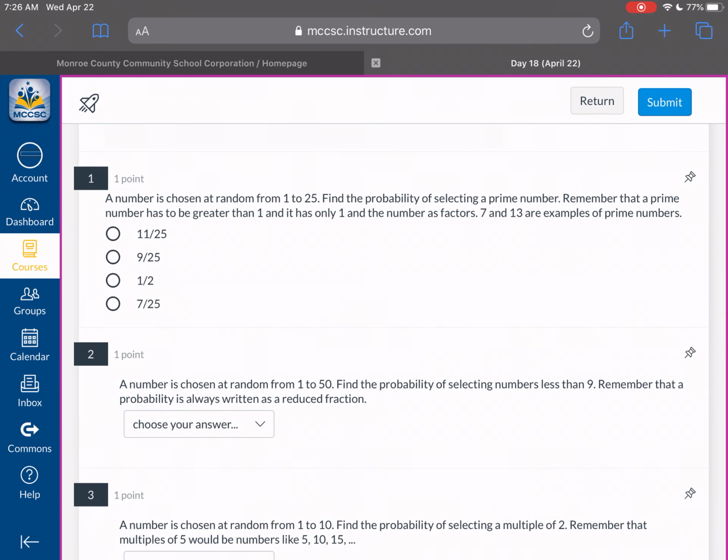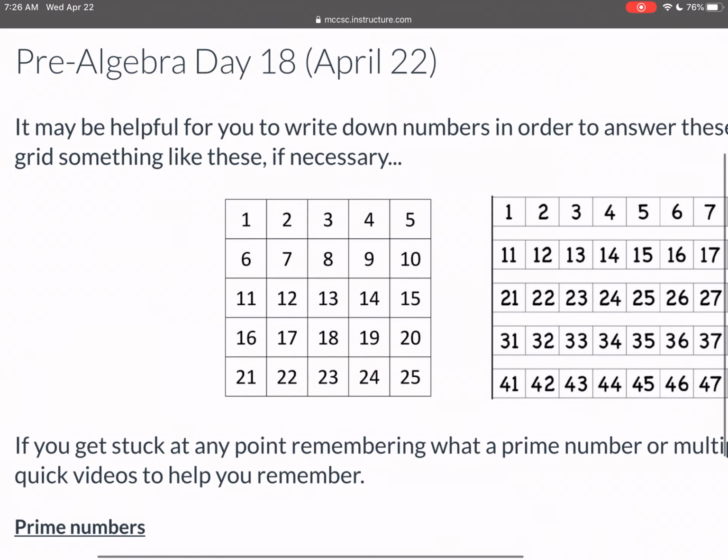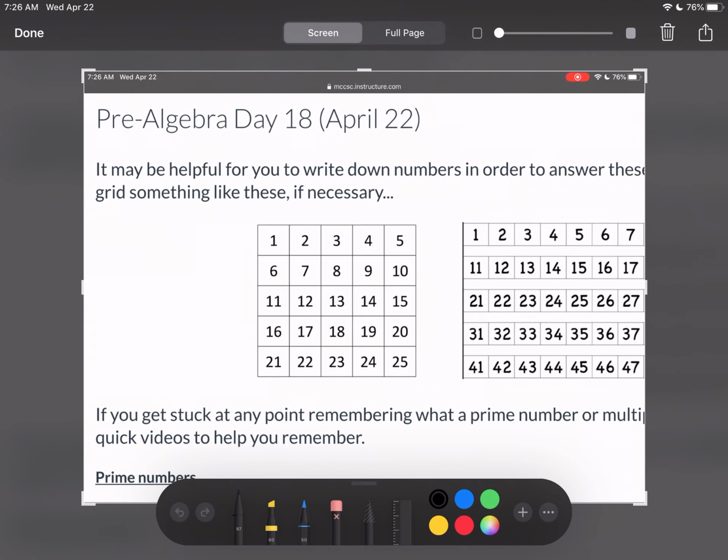Okay, so numbers chosen at random from 1 to 25. Find the probability of selecting a prime number. So remember that a prime number has to be greater than 1, and it only has 1 and the number itself as factors. 7 and 13 are examples of prime numbers. So what I'm going to do is go back up to this chart and take a screenshot of it. And I'm just going to highlight the prime numbers. I have no idea if you can see this.